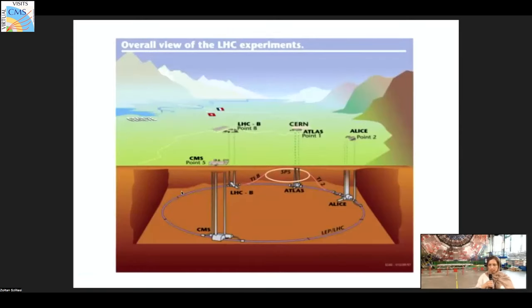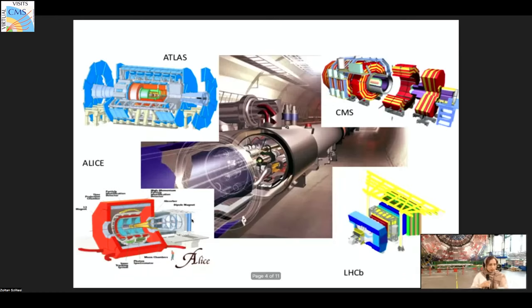اینجا هم تصویری هست که مشاهده میکنین که دقیقا CMS این قسمت پایین هست، 100 متر از سطح زمین فاصله داره. و اینجا آزمایش های دیگه آلیس، اطلس و LHCb هستن. و میدونین که CMS هم نقطه 5 LHC هست و مرز مشترک سوئیس و فرانسه. و ما منتظر هستیم که آقای بوگرا برن قسمت پایینی تا بخش مختلف CMS رو ببینیم.